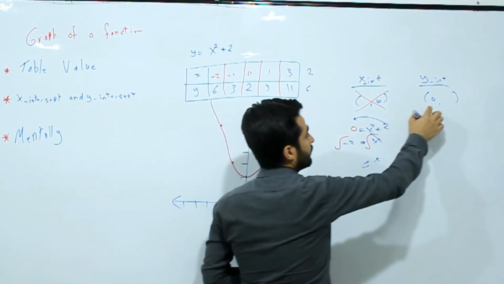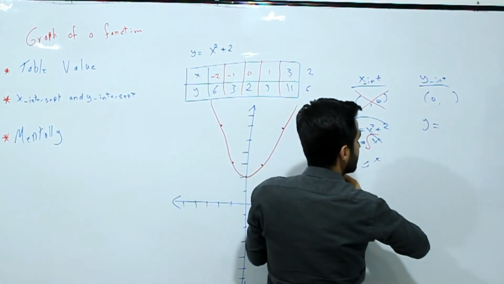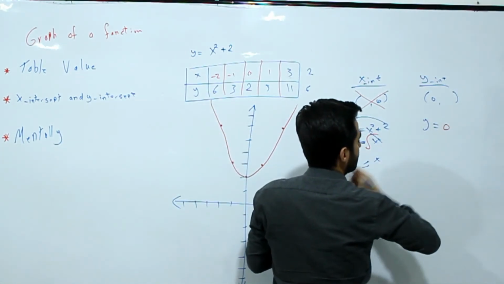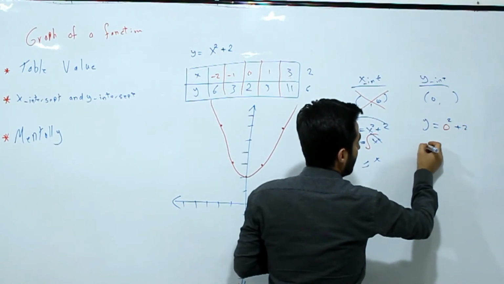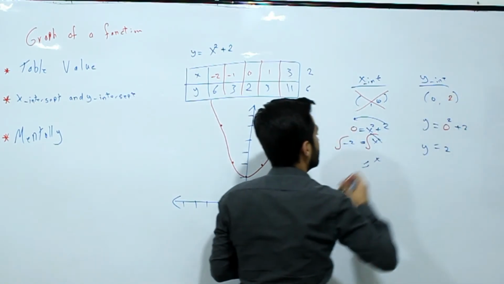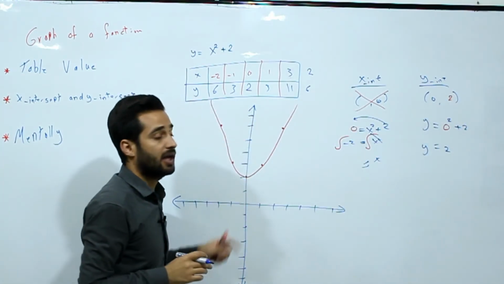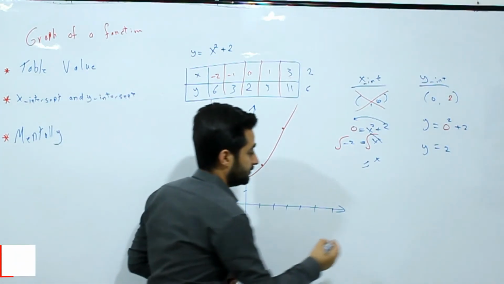How about the y-intercept? Put 0 in the place of x. So y is equal to 0 squared plus 2. y is equal to 2. So we have 2 here. Put 2 here. So 0 and 2 will be the y-intercept. And this graph we can use.